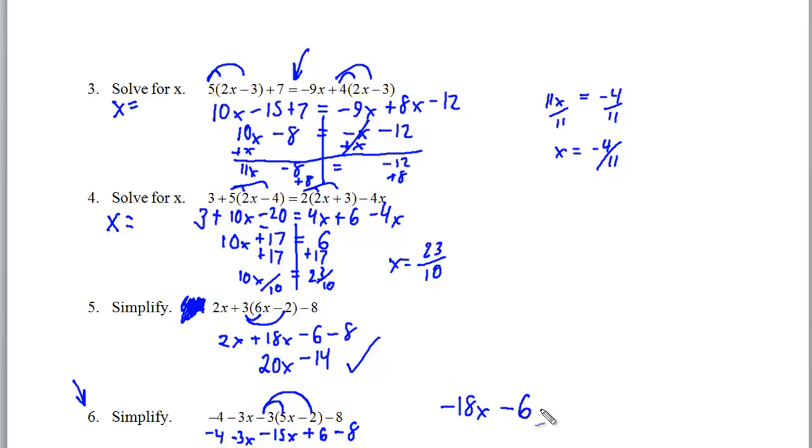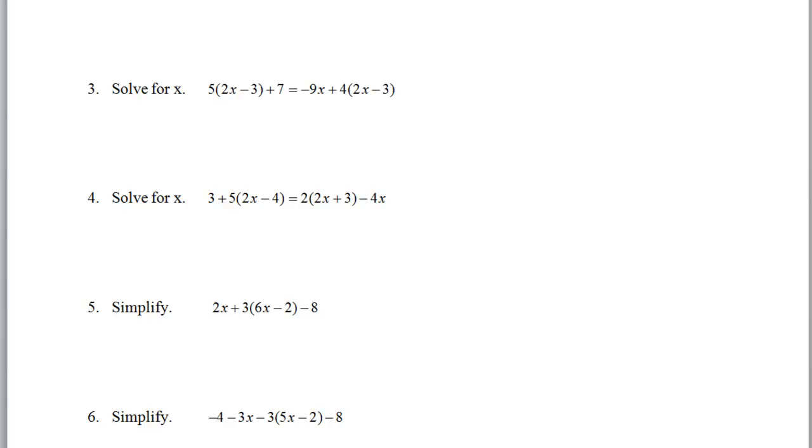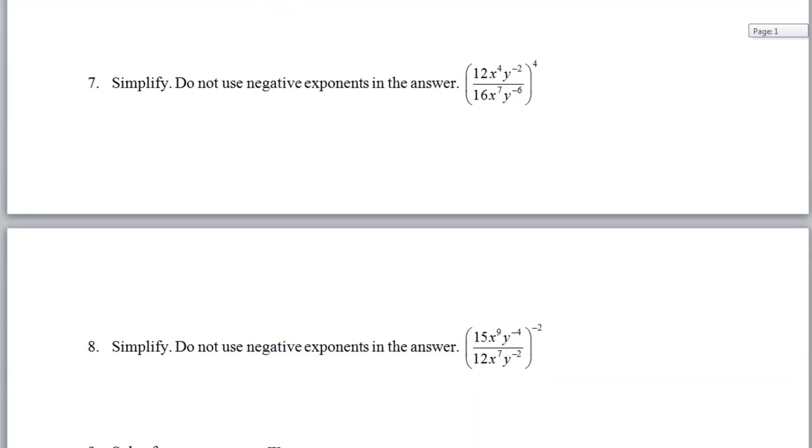Alright, so there's your answer for that problem. It's simplified down as far as we can go. Alright, now at the bottom of this page and the top of the next page are two problems that deal with your ability to remember from your previous class here, your exponential rules.